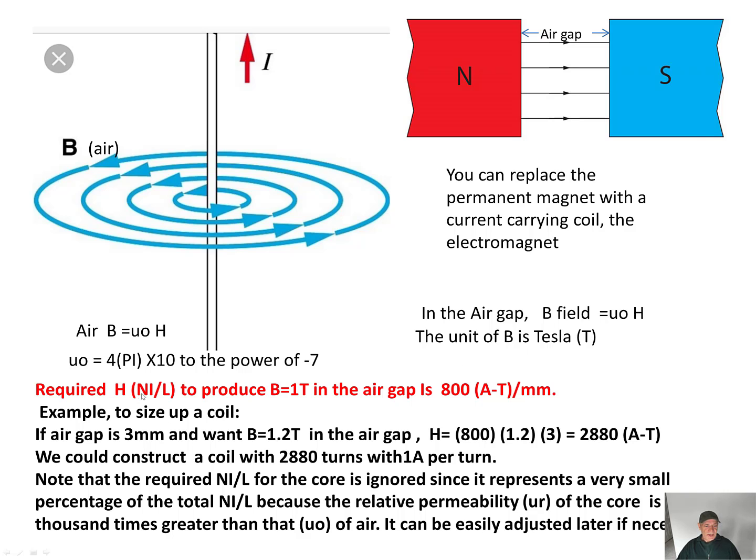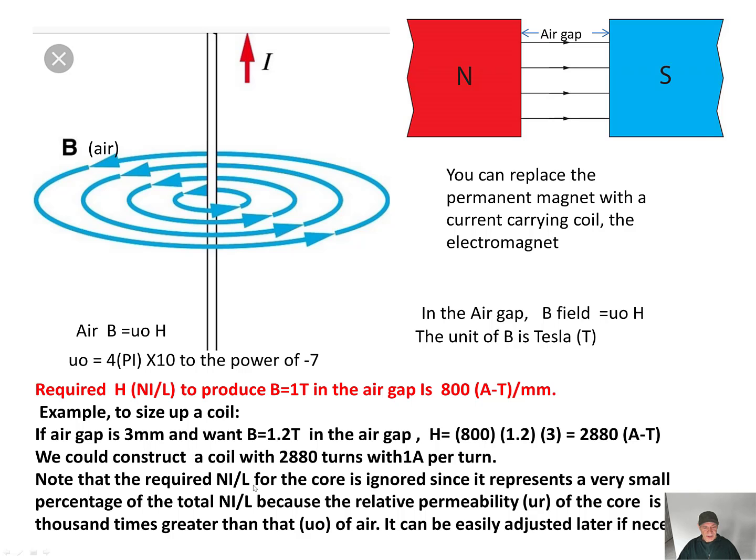Require that H is NI over L to produce a magnetic flux density of 1 Tesla in the air gap, which is 800 ampere turns per millimeter. Example to size up a coil: if the air gap is 3 millimeters and you want B to be 1.2 Tesla in the air gap, then NI equals 800 times 1.2 times 3, which gives you 2880 ampere turns. We could construct a coil with 2880 turns with 1 amp per turn.